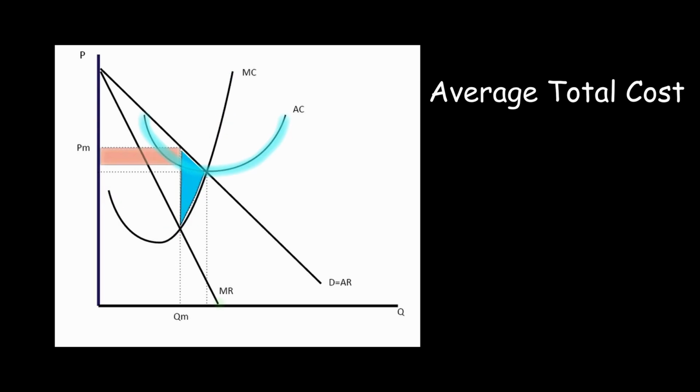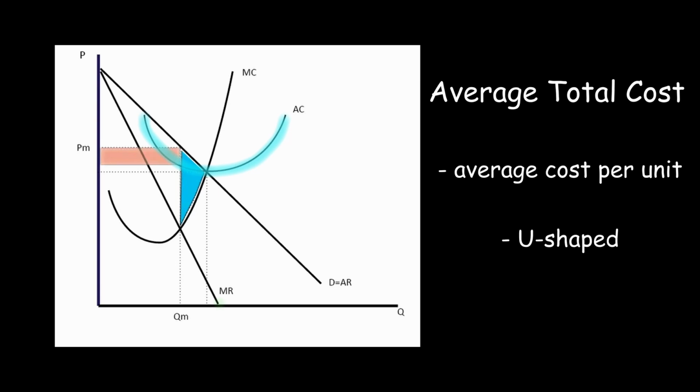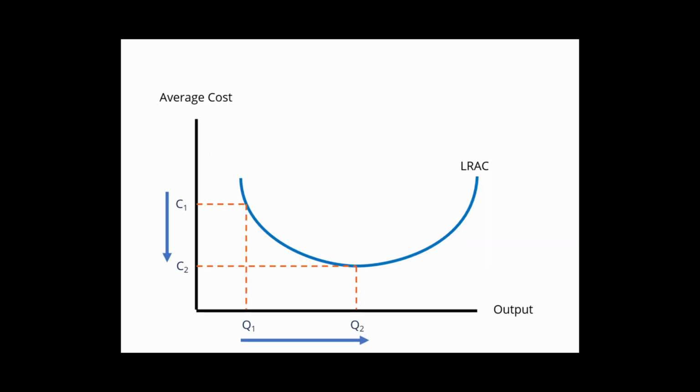Lastly, we have our average total cost curve, which, as we know, shows the average cost per unit produced. It is U-shaped, and that means that the costs decrease at first with more production, but rise as output grows further, which we know as economies of scale.